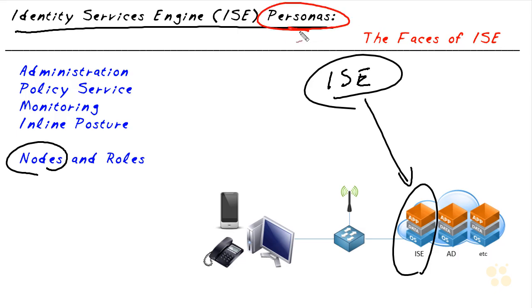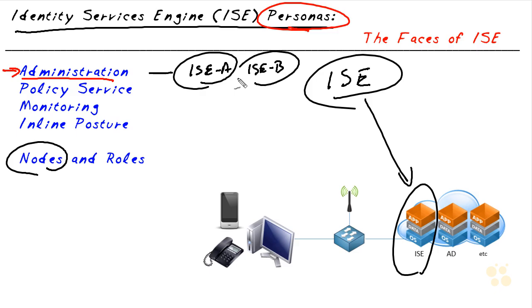And the personas, or the responsibility or functions that ISE can provide, include the administration. And administration is all about the system-related configuration, configuring the authentication policies and the authorization policies. So we could have two ISE servers. Let's call it ISE A and ISE B. And maybe ISE A is our primary administration server, and ISE B is the secondary. So the benefit is we still get a single pane of glass where we can manage and configure our policies, and we can go to a single ISE server to implement those policies.